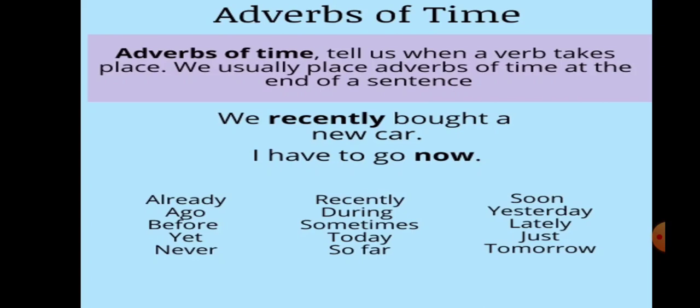Downside, as you can see, a few words are given, that is already, ago, before, yet, never, recently, during, sometimes, today, so far, soon, yesterday, lately, just, tomorrow. All these words are adverbs of time. So you can use these words to make sentences and to do practice.